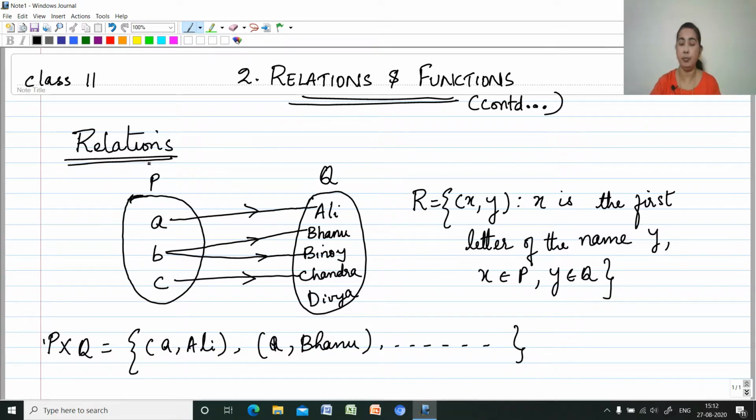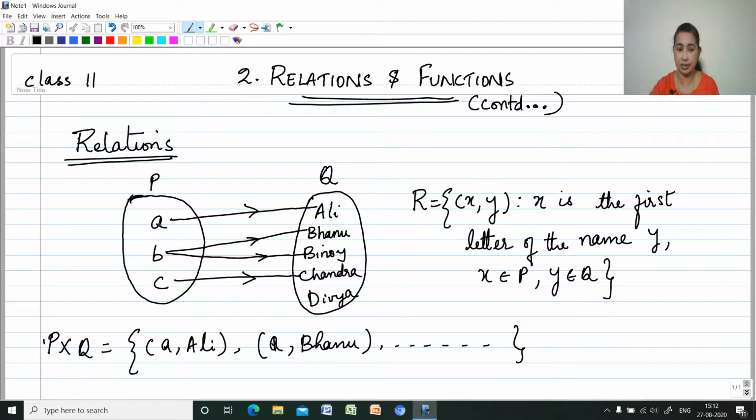So now what do you mean by relation? Relation means some connection between the first set and the second set. I have written one connection over here. That is R is equal to the set of ordered pairs (x, y), where x denotes the first set element and y denotes the second set element, such that x is the first letter of the name y.